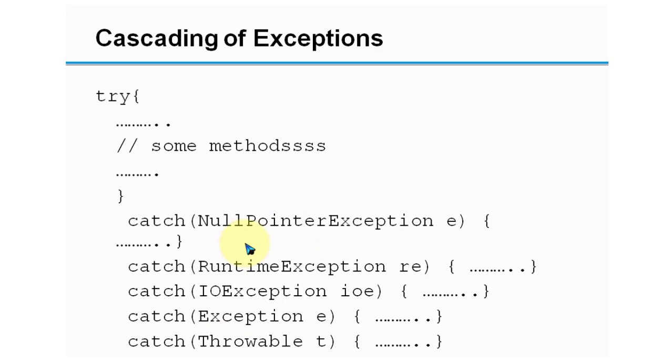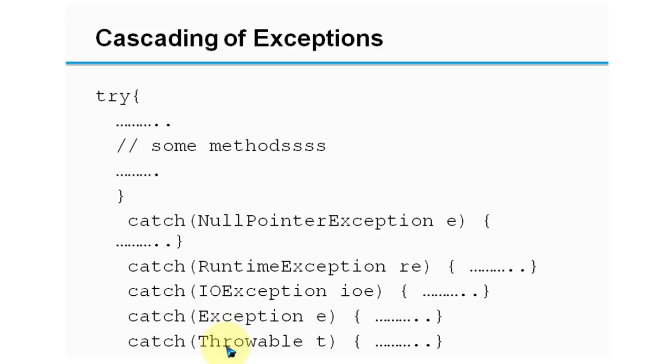So look at the sequence of the catch blocks. This catch block is a specific one. Now this is a checked IO exception, file handling related. This is now a generic one for runtime, and this is a more generic one. So we are going with a bottom-up approach: specific catch block first and then the generic one.